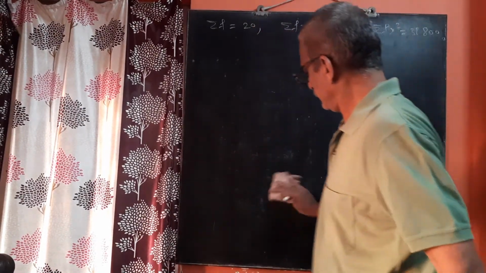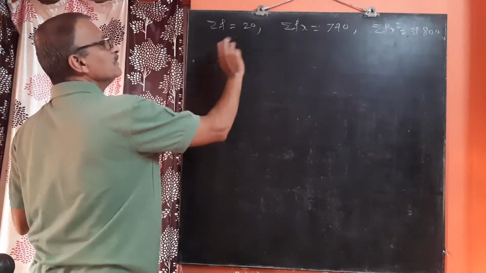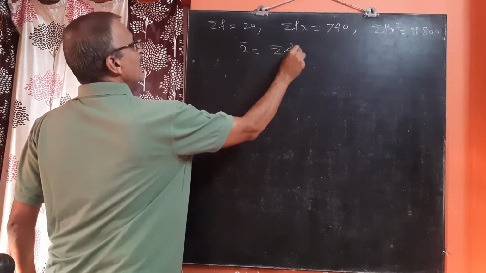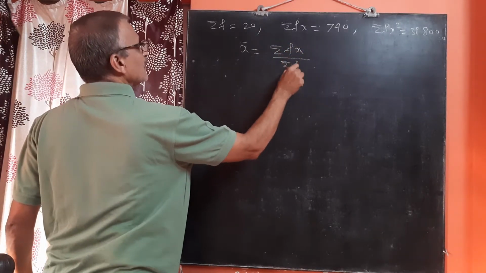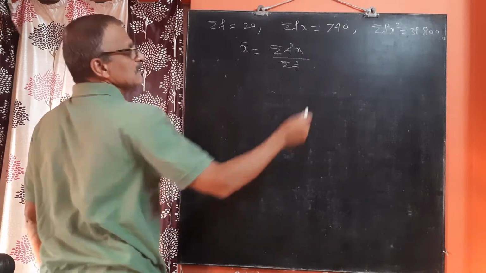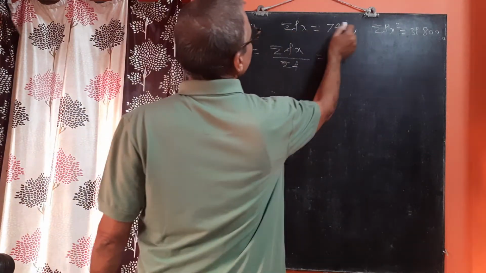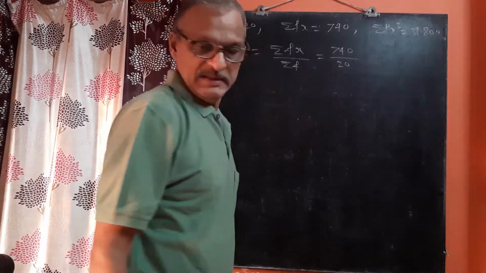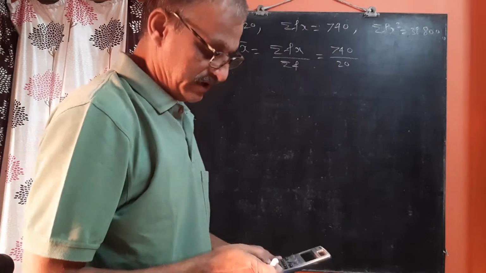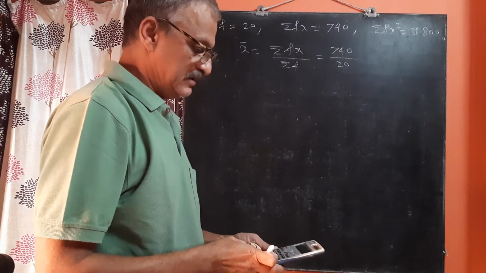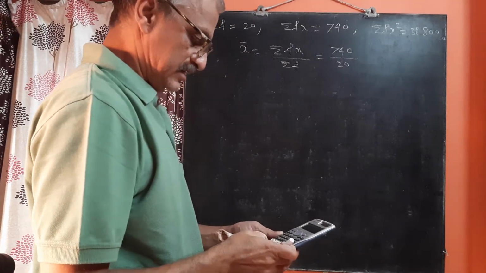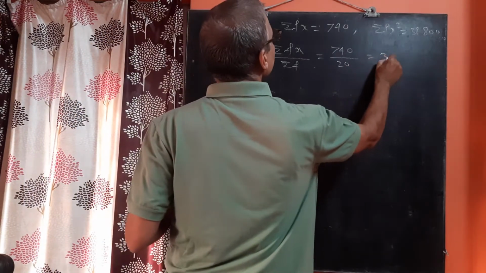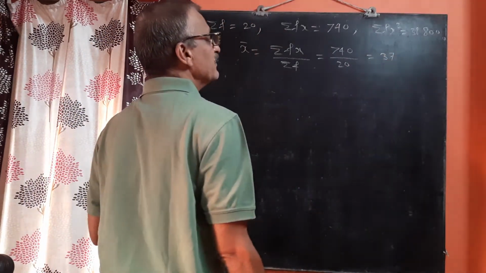The value of the mean, x bar, equals summation of fx upon summation of f, which is summation of fx, that comes to 740, divided by 20. So 740 divided by 20 is equal to 37. The value of x bar equals 37.